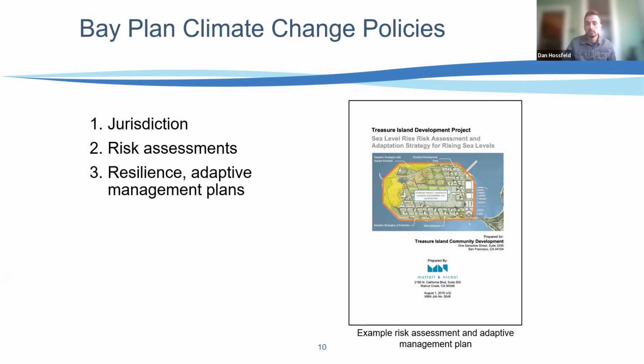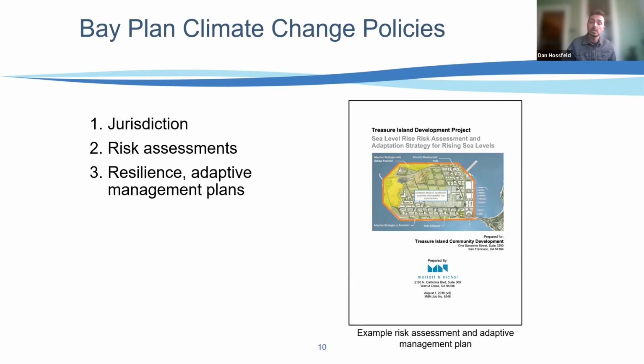So for example, under BCDC's policies, a project that's expected to have damaging flooding by 2070, but is expected to be in place until the end of the century, may be required to provide a plan for adaptation that would work to avoid the worst impacts of flooding for 2070 to keep it safe.